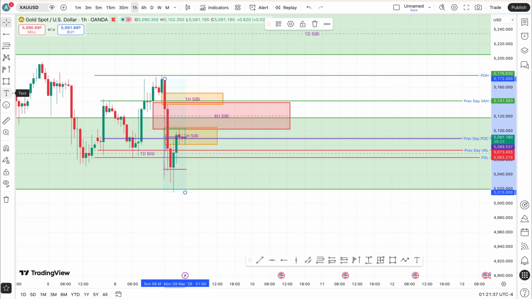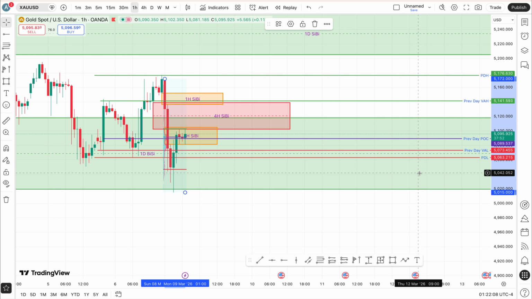We now mark the key psychological levels. You can see the extremes at 176, though we count 175, 5175 as a whole number, and 5063 is the PDL, and we consider 5050 as the whole number on this side. So we're talking 5050 and 5175 being extreme levels.